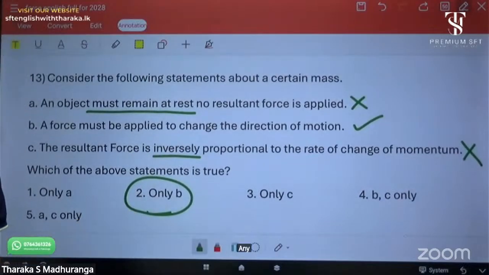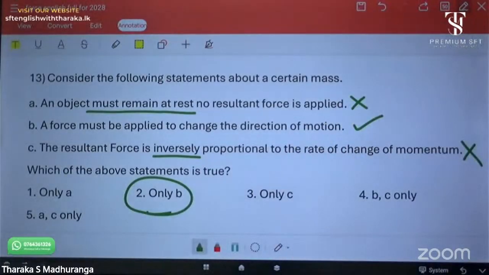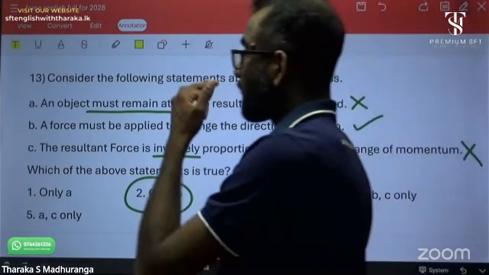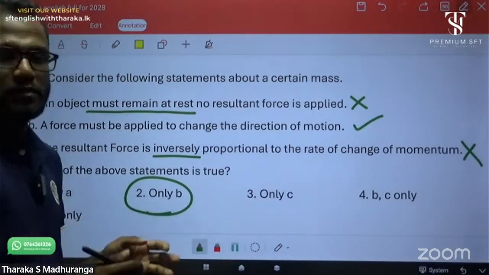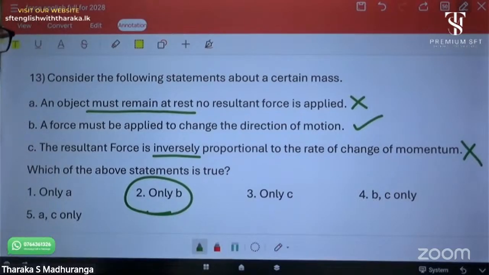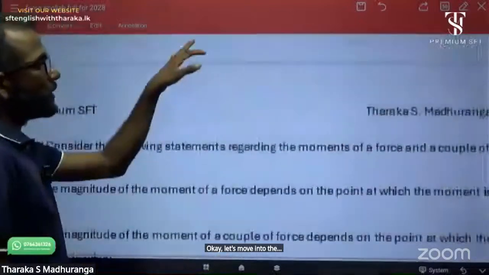Any doubt? Okay, let's move into today's new topic.